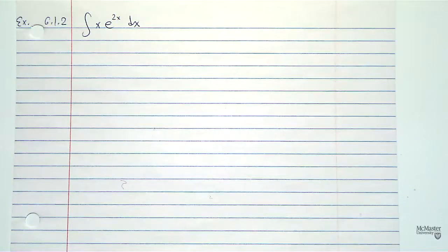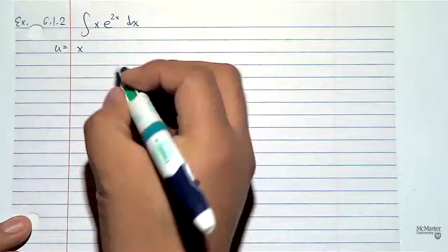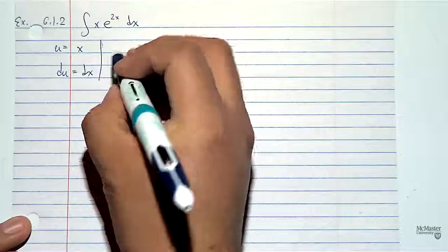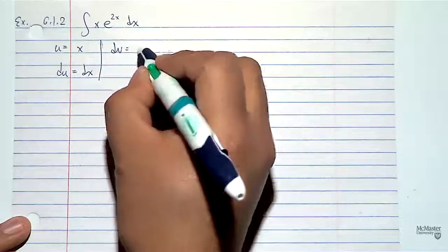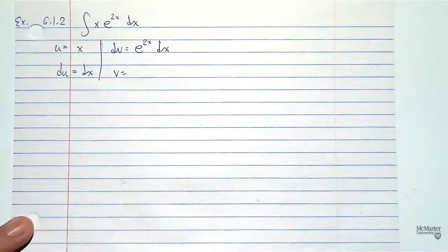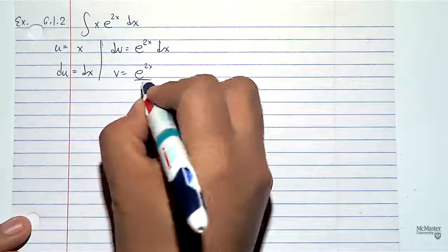That will be the inspiration in order to perform this exercise, because if I choose u equal to x, then I would have du equal to dx. Remember that the integral is of the form u db, so that would mean that db is equal to e to the 2x dx. Now, how can I obtain b? By integration, but in the case of the exponential, it's pretty easy. This is equal to e to the 2x divided by 2.